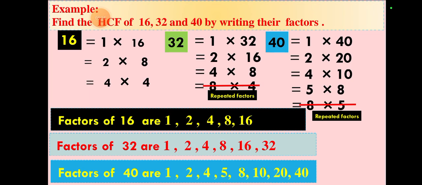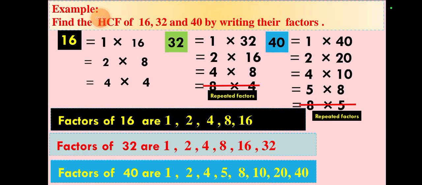Then I'm having 32. Like I have to place the factors of 16, that are 1, 2, 4, 8 and 16. Then I'm having 32, so 1 × 32 is 32, 2 × 16 is 32, 4 × 8 is 32, and then it does not come, but 8 multiplied by 4 comes 32 as it's repeated, because 4 multiplied by 8 is already done, so it's a repeated factor. So we will stop over here, and I will write the factors of 32, which are 1, 2, 4, 8, 16 and 32.